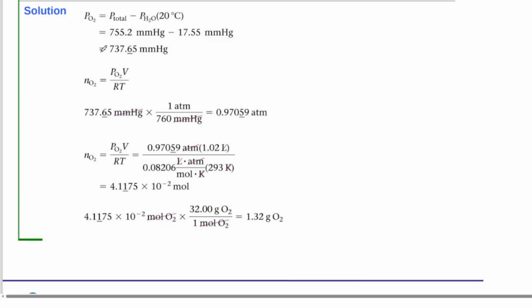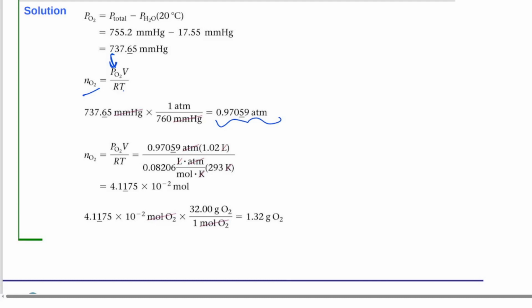So that gives us a partial pressure of oxygen of 737.65 millimeters of mercury. From that partial pressure of oxygen, we can calculate the moles of oxygen by putting the partial pressure into the PV equals nRT equation. So the moles of oxygen is equal to the partial pressure of oxygen times the total volume divided by R times the temperature. All right, and so we need to convert our pressure of oxygen to atmospheres here.